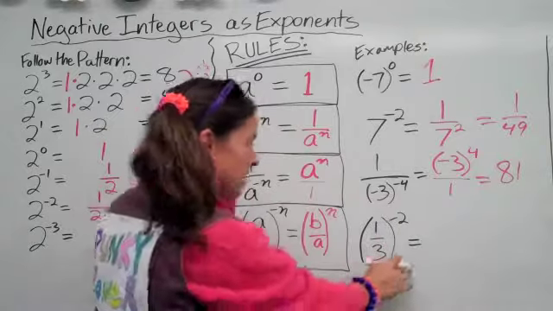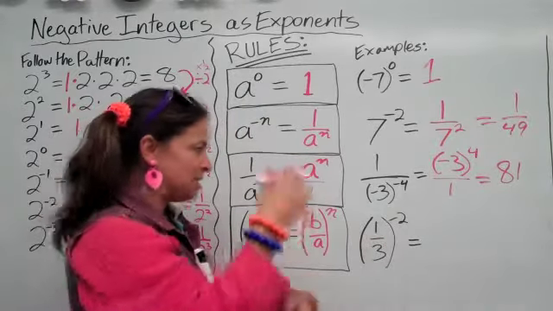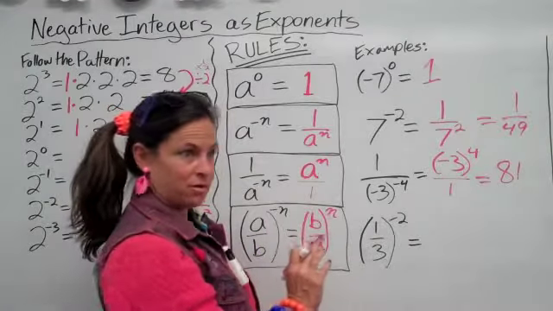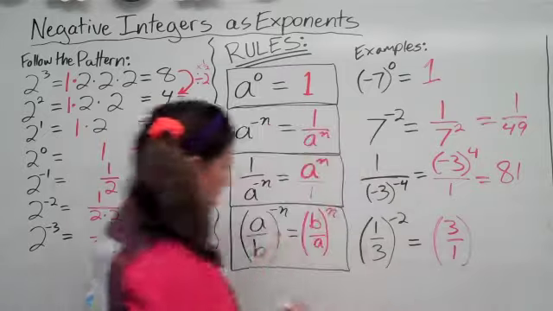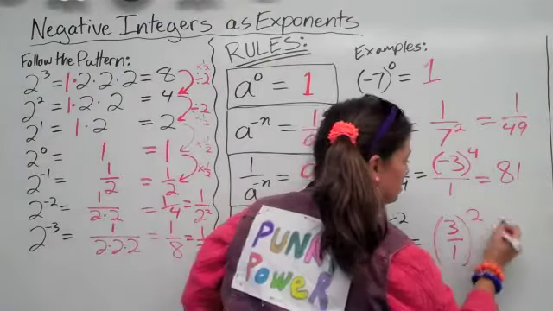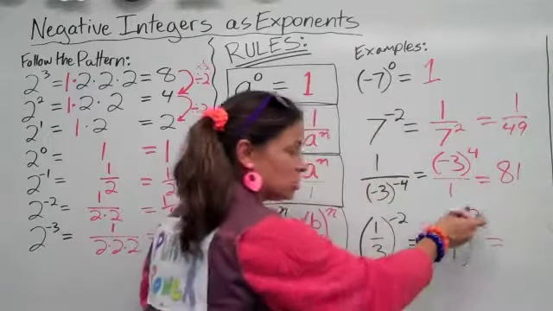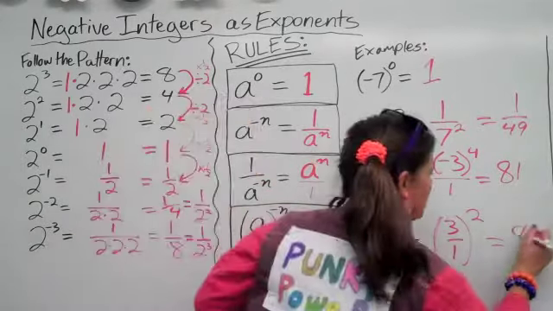All right, last problem, 1 over 3 to the negative 2. So what we can do is we can do the reciprocal. What's the reciprocal of 1 over 3? 3 over 1. And then you have the negative exponent, so you turn it into a positive exponent. So this is actually just 3 squared. 3 squared is 3 times 3. 3 times 3 is 9.